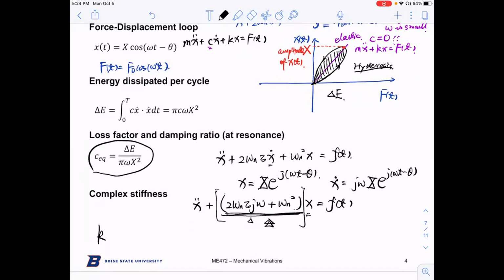So your complex stiffness is 1 plus eta j times the real stiffness. Your eta is unitless, and it is called loss factor. Again, if you're gonna work on rubber in the future, then loss factor is most commonly used to describe the damping. All right, if you only care about project number 2, this is the only equation you need to remember here.